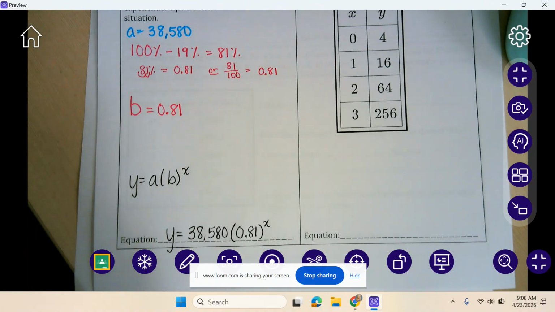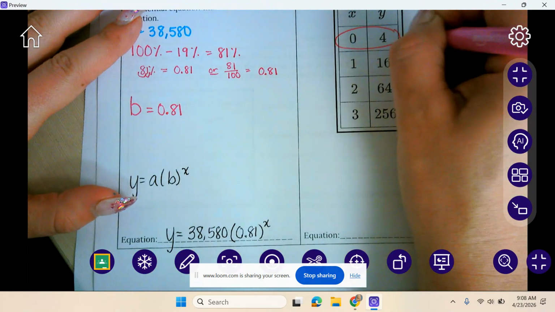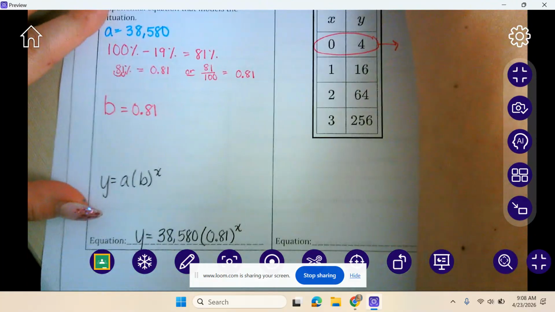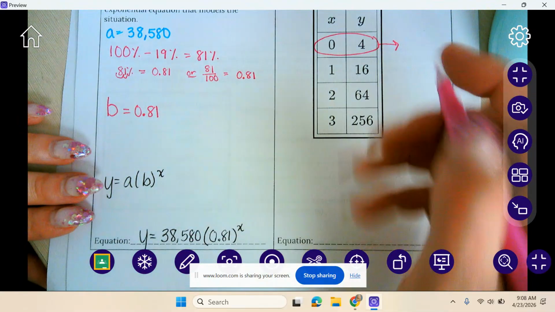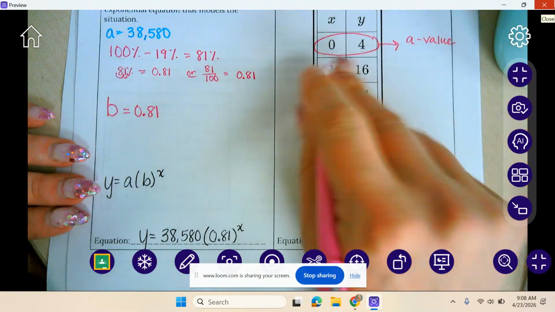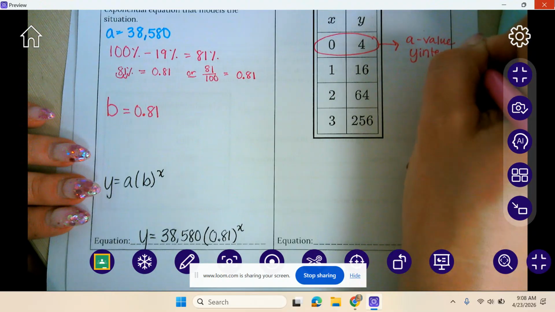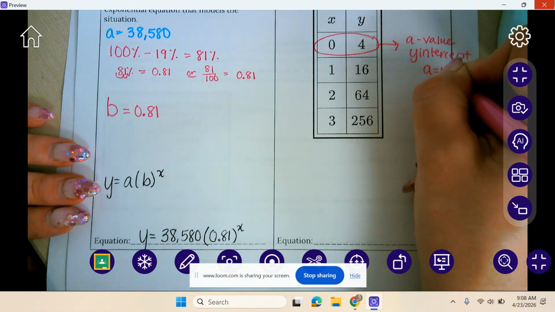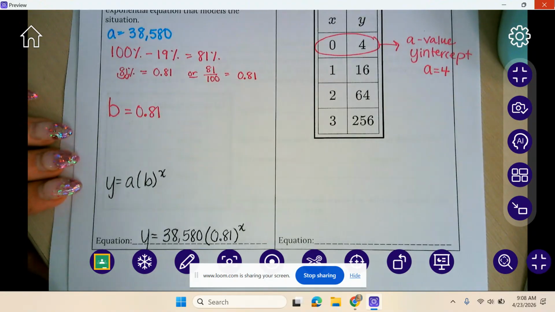Okay, so when we're looking at our next one, we want to look at our initial value. Our initial value comes from our y-intercept. The question just says write the equation for the table. So our A value comes from the y-intercept. So my A is equal to 4. Just kind of like how we did on the front page with our y-intercept, but there we were given the graph.